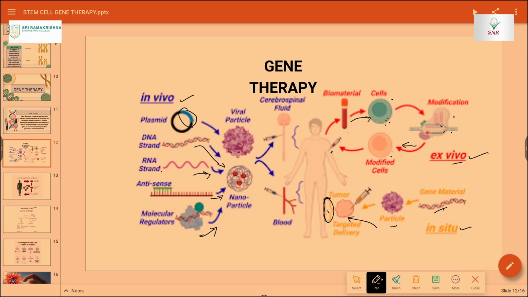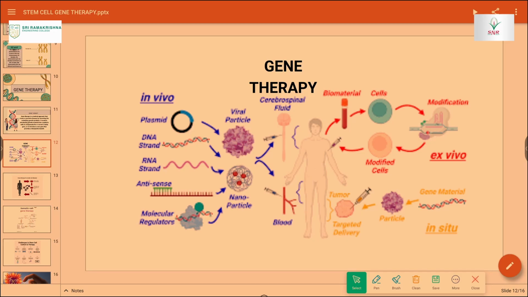So directly it is targeted to the site, so in this case side effects are very less, because targeting is happening to the particular site of injury or site of cancer or tumor. In both the other cases, in vivo and ex vivo, all the particles will be circulating throughout the blood inside the body, and some adverse effects can result. But in situ, such kinds of reactions may not be there. So these are the three types of gene therapy mechanisms: in vivo, ex vivo and in situ. We can manipulate the stem cells by these three methods.